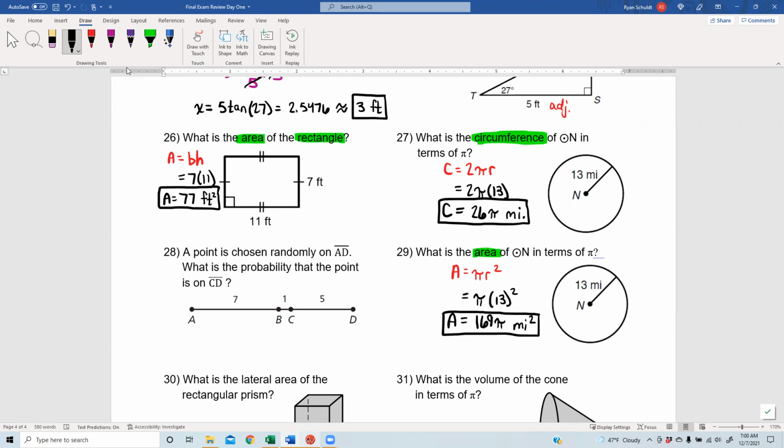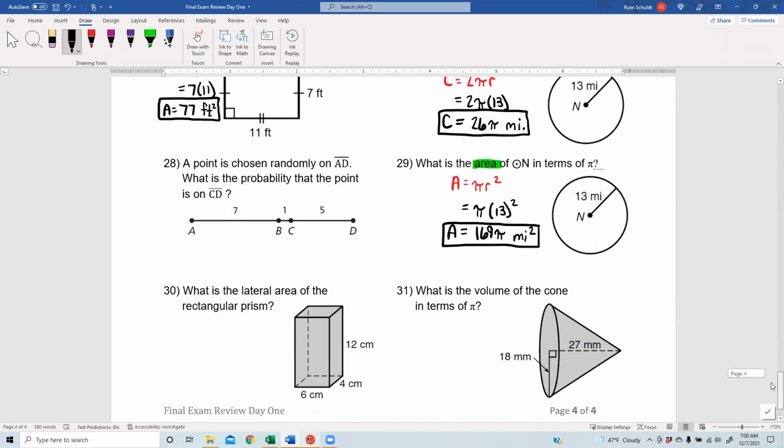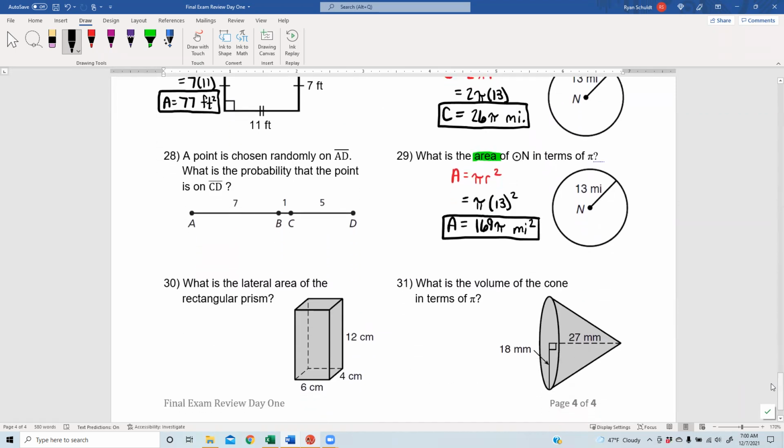Okay. We're moving. Let's go back and grab 28 now. A point is chosen randomly on AD. What's the probability the point is on CD? So I want it to be on this piece right here. How long is the whole thing? Well, 7 plus 1 plus 5 gives you 13.